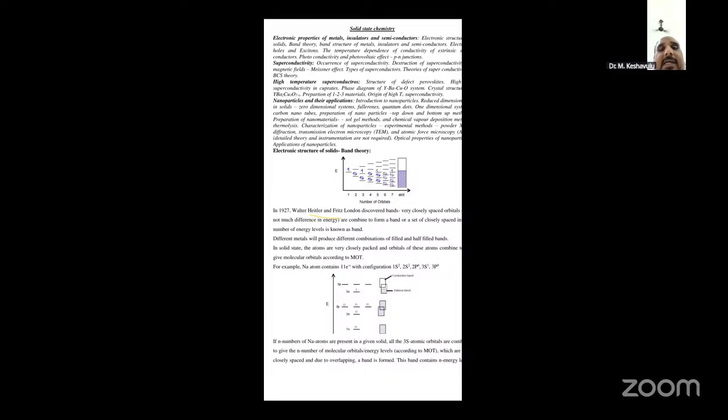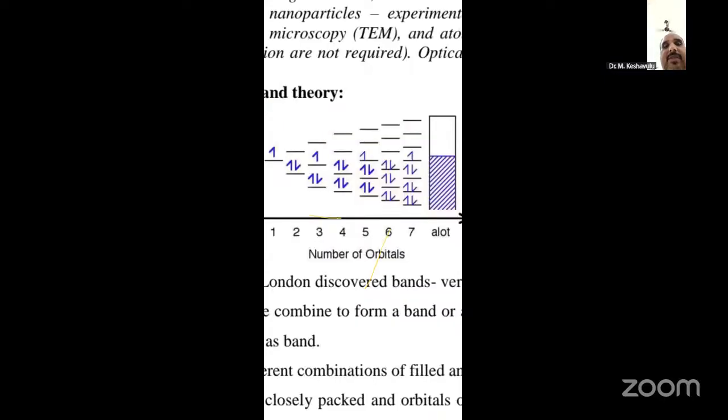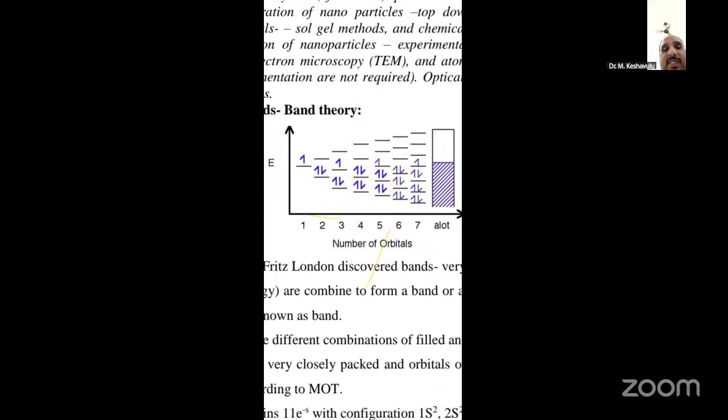The scientists Walter Heitler and Fritz London discovered very closely spaced energy levels. That means the energy levels are very closely spaced. We have to observe this diagram, right? This is in case of sodium. The outermost shell has only one electron. The electronic configuration of sodium is 1s2, 2s2, 2p6, 3s1. The outermost shell is 3s, and in that outermost shell there is only one electron.